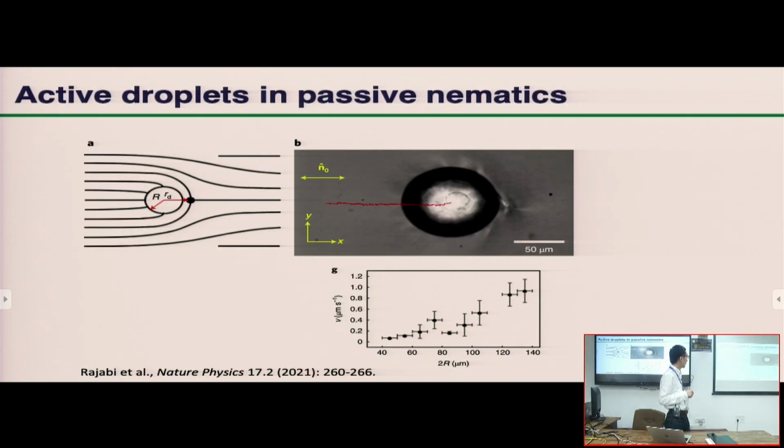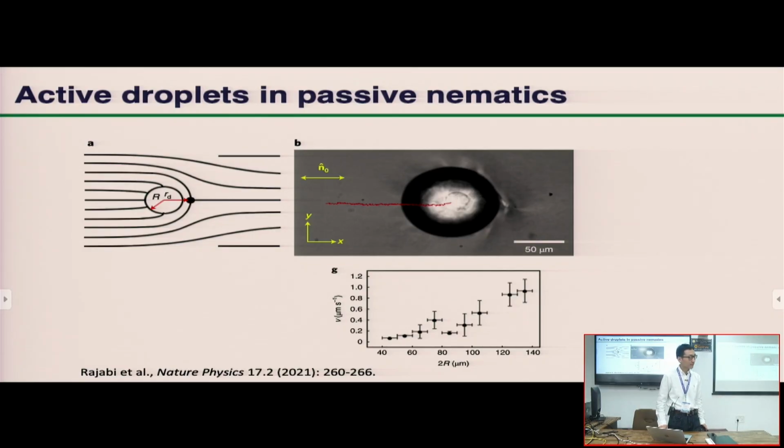If you put an active particle in an environment like this, in a passive nematic, there will be a defect that develops here. So the environment now is asymmetric. Okay, the front and back are different. So what happens to the droplet? So you get directed motion, and that's what you see here on the right. So the red is the trajectory of the droplet in a passive nematic, and you can measure its velocity here.